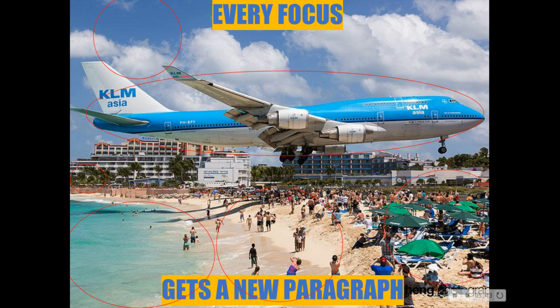So all of those things that you were finding to write about at the beginning, if you were looking at the clouds, or the big airplane right over the beach, or the lovely color of the sea, or those palm trees in the background, or all these people taking pictures, or all the people under the umbrella, whatever you were listing, every focus that you find needs to get its own paragraph when you're writing.